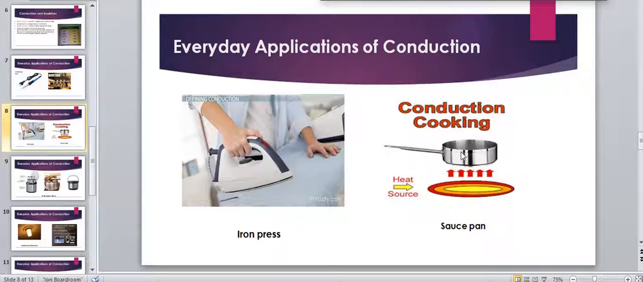Another example of conduction is in this cooking pan. This saucepan gets hot whenever it is placed on the red hot coil.